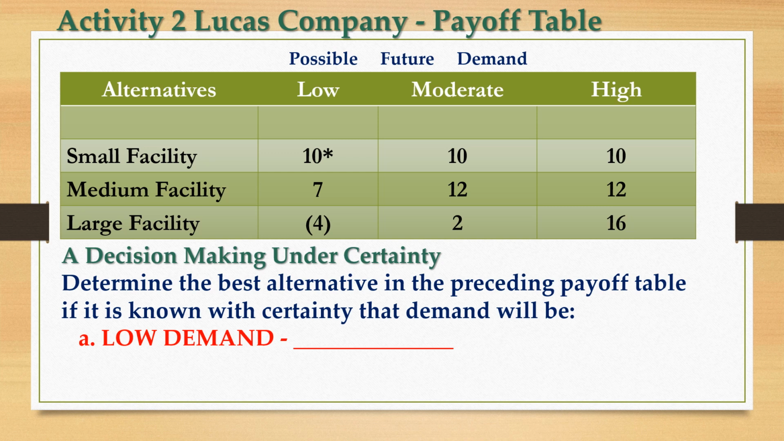Again, look at the column for low because we are certain that demand will become low, and the amounts are 10 million, 7 million, and 4 million loss. You choose which among the three is the highest payoff. Again, 10, 7, and negative 4. And then choose the alternative that corresponds to the highest payoff.